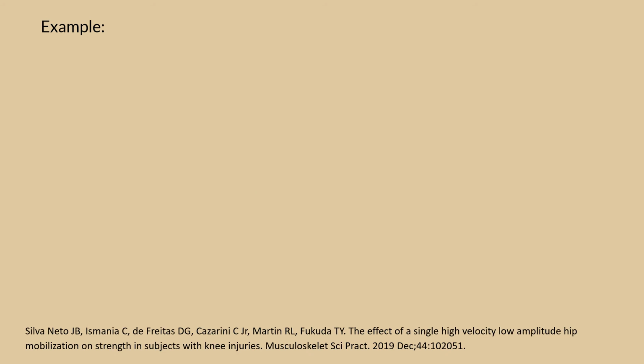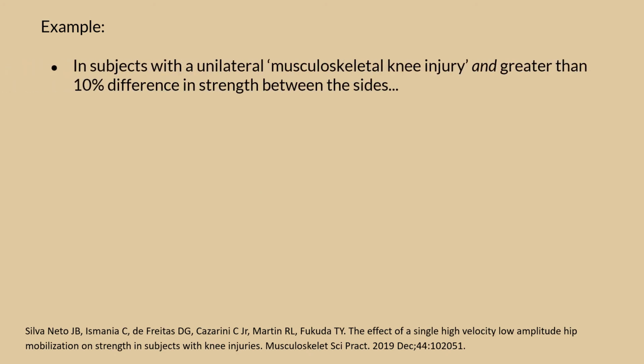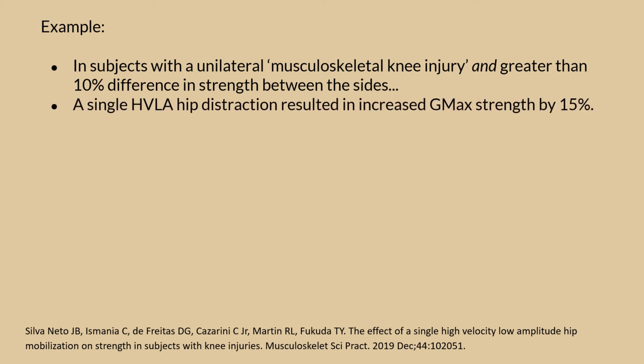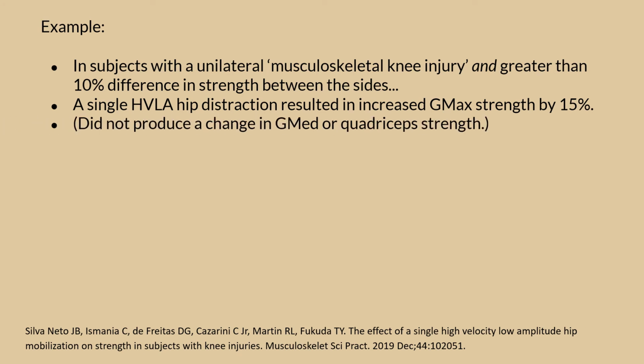Another example is this study from 2019 in subjects with a musculoskeletal knee injury, meaning not an internal structure such as the ACL or meniscus, but more like a patellofemoral condition. In these subjects, with a greater than 10% difference in strength between their legs, a single hip distraction adjustment increased glute max strength by 15%, although it did not change glute med or quads.